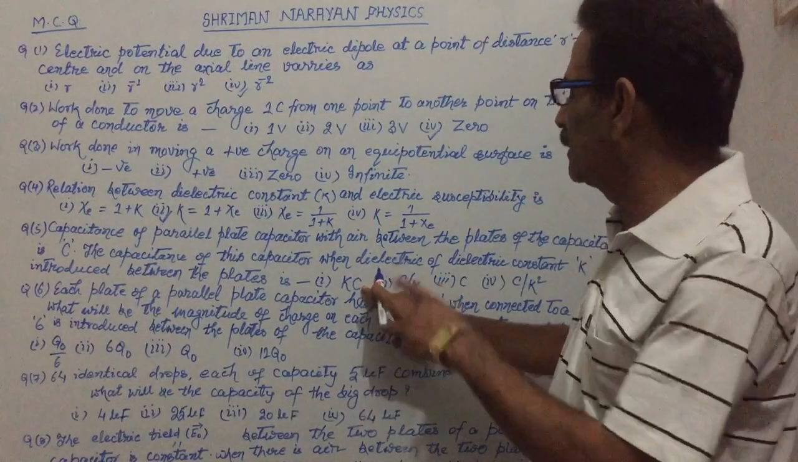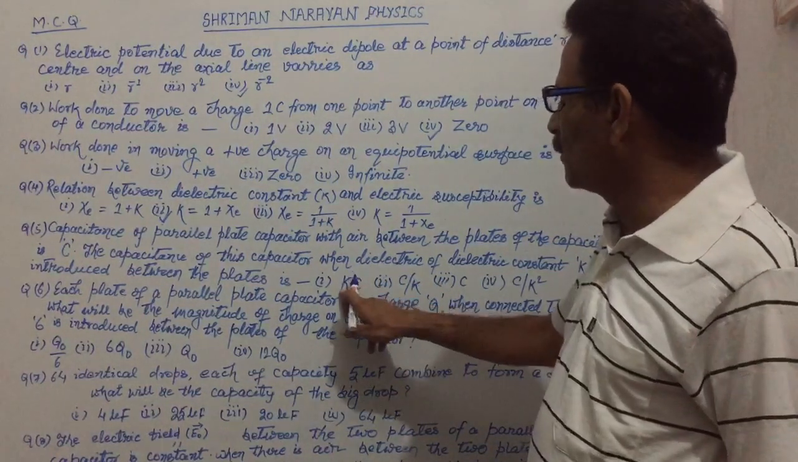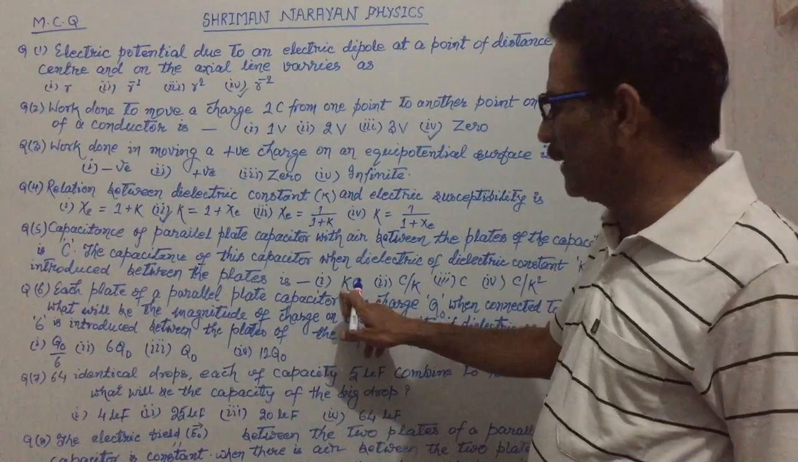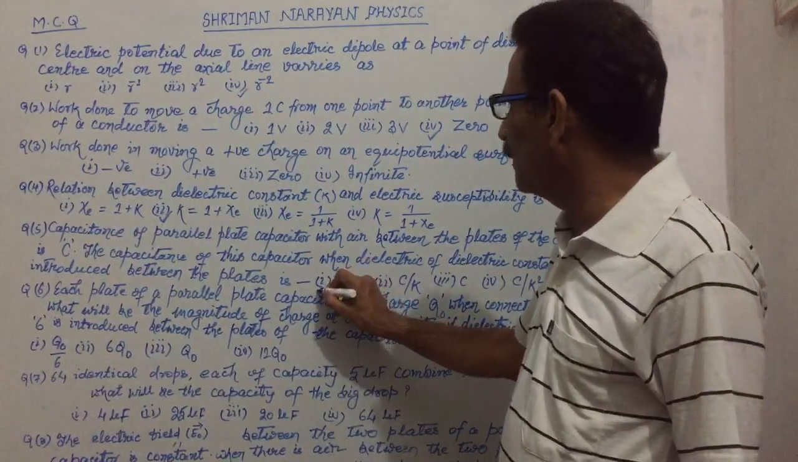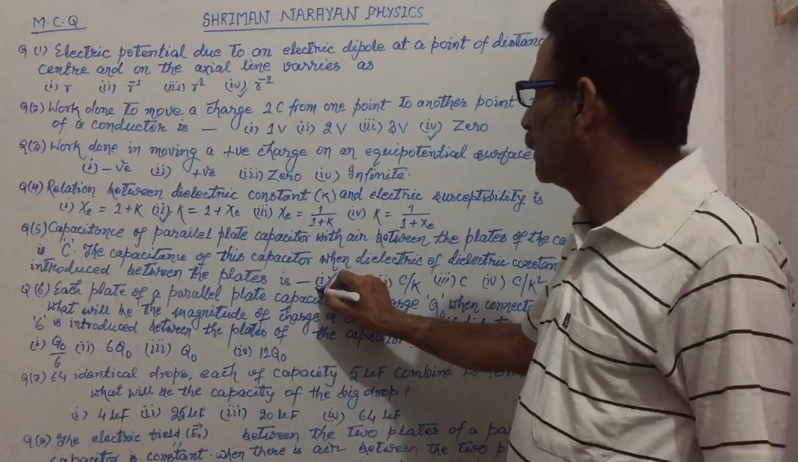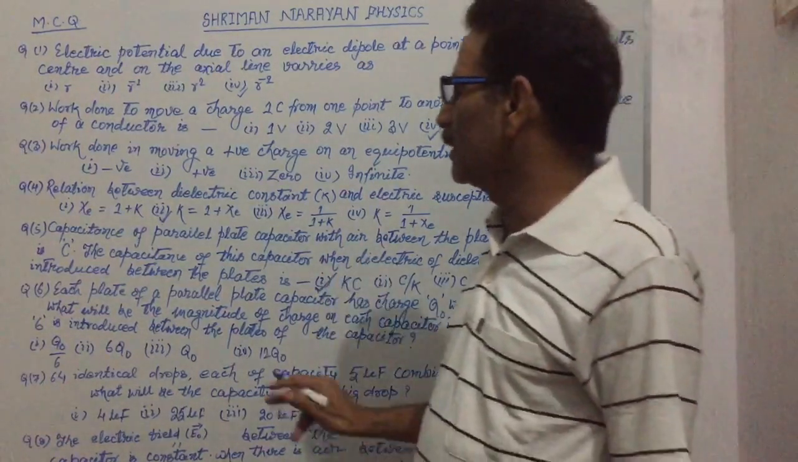क्योंकि प्रीवियस कैपेसिटी C है और डाइलेक्ट्रिक कांस्टेंट की वैल्यू K है. So the new capacity will be K times C. So this first option is correct. Now let us discuss the question number 6.